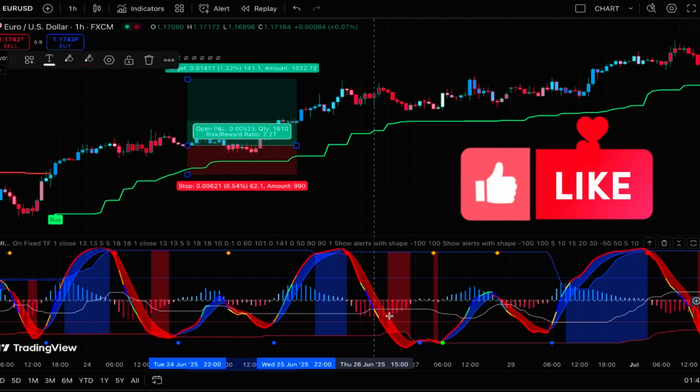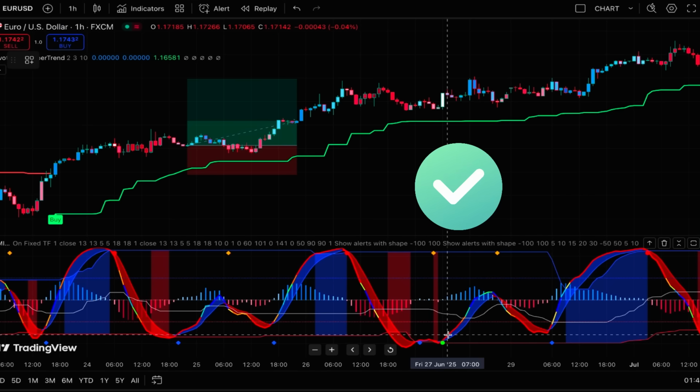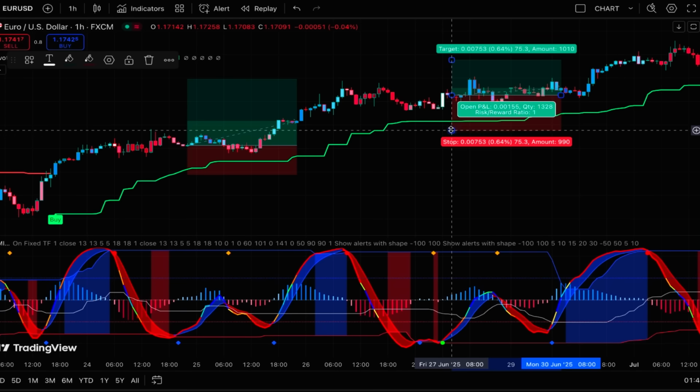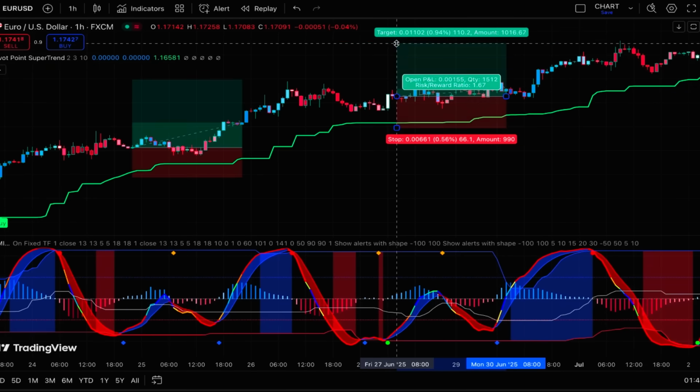Again here we have another buy signal, and at this point the line is closed back above the dynamic line, so here the buy signal is confirmed and we can enter a long position at this point when the new candle is opened. The stop loss below the super trend line and profit target at 1.5 risk to reward ratio.